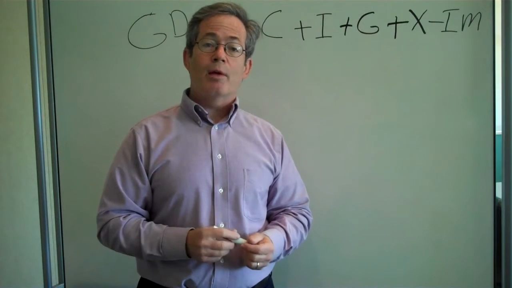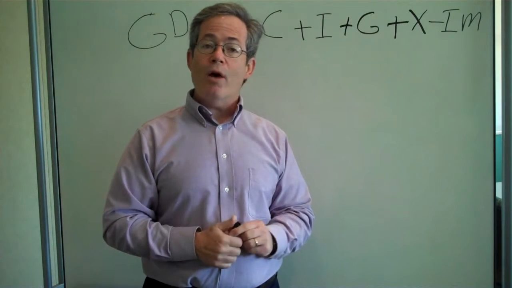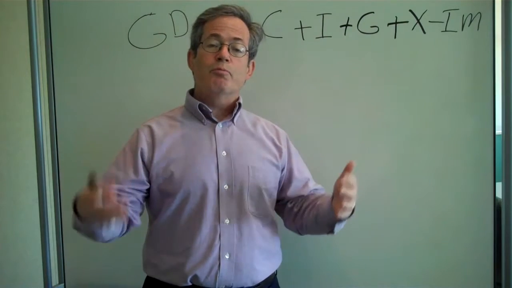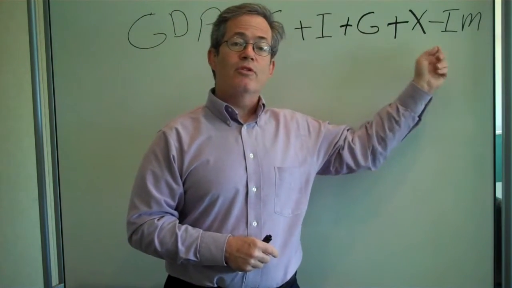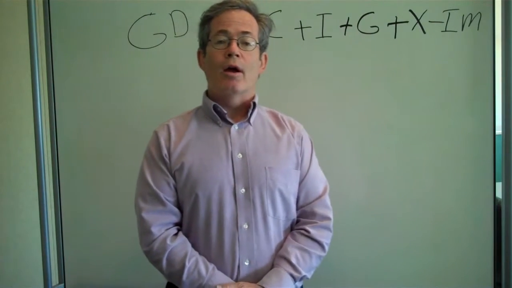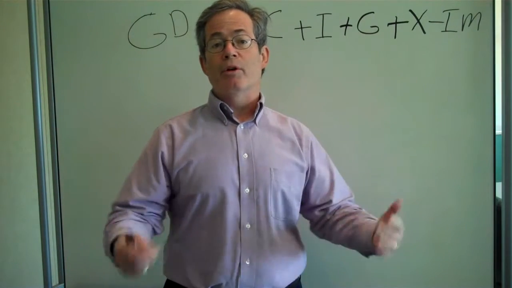Now, next we're going to talk about the income expenditure model, which tries to explain how much consumption, investment, government expenditure, exports, and imports are demanded by different groups in society.